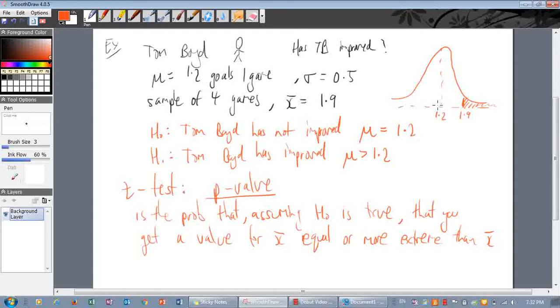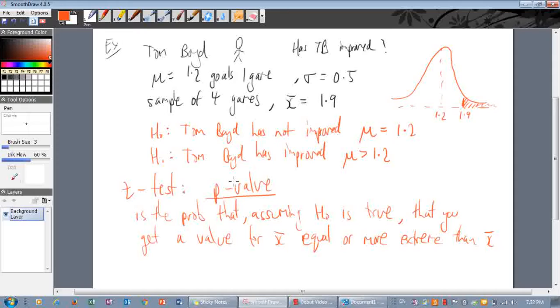It must have increased. But if it's quite high probability, there's a good chance that you get a sample mean of 1.9, then it probably means no, the H0 is true and that the mu is still the same. And so that's what we're looking at here.